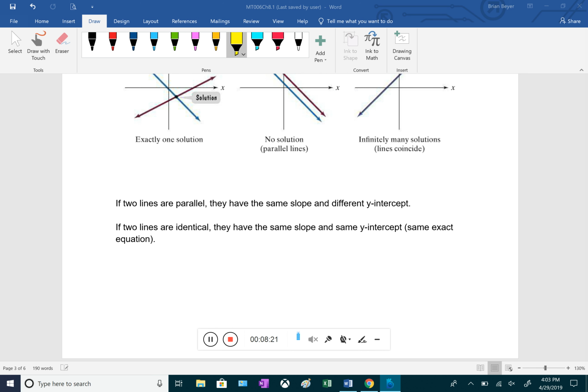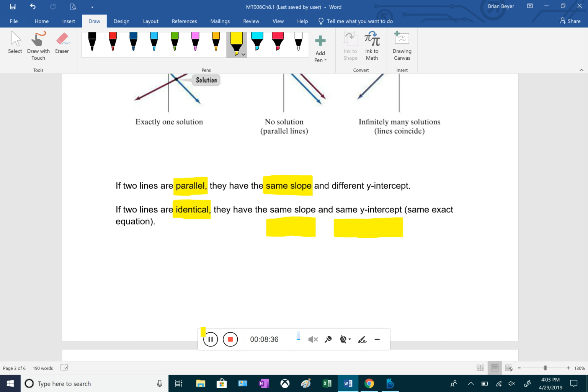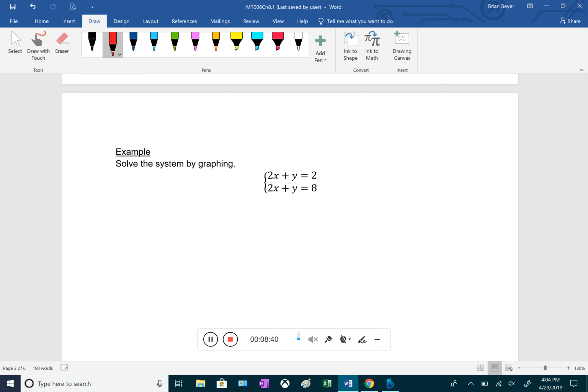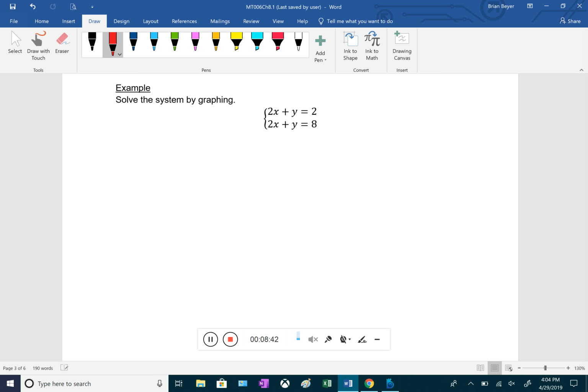Okay, and just a reminder, 2 lines are parallel if they have the same slope and a different y-intercept, and 2 lines are identical, meaning they're the same exact line, if they have the same slope and the same y-intercept. So that'll just be the same exact equation. Let's do a couple more examples here. So we have solve this by graphing 2x plus y equals 2 and 2x plus y equals 8.